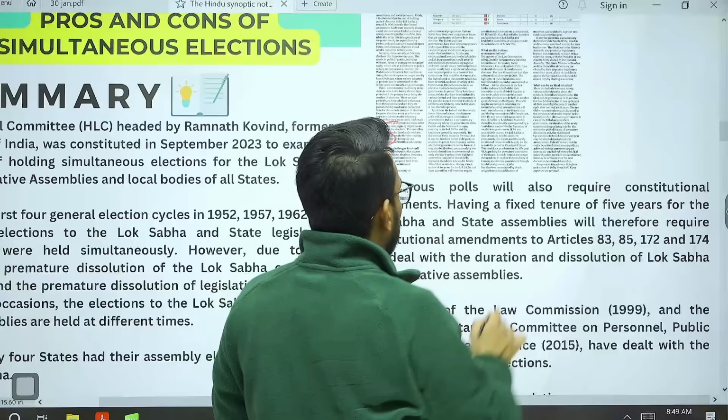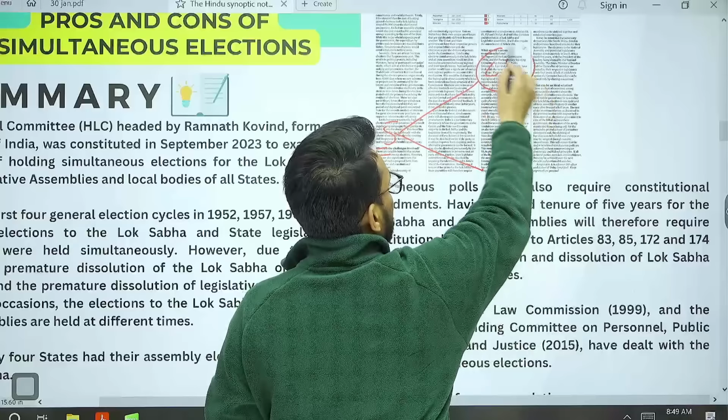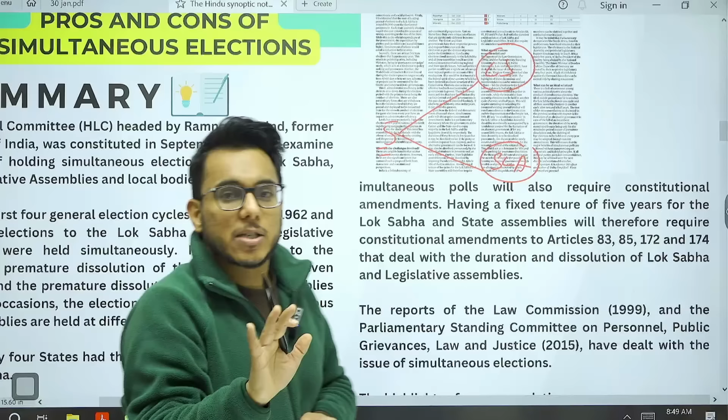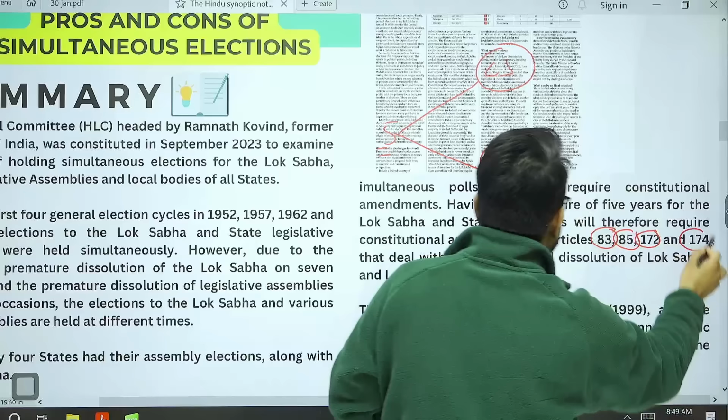But now see, if simultaneous election is there, then what do we need to provide? We need to provide that Lok Sabha as well as state legislative assemblies should dissolve only after 5 years. In between, there should be no dissolution. So what we need to do? We need to amend Articles 83, 85, 172, 174 that deal with duration and dissolution.